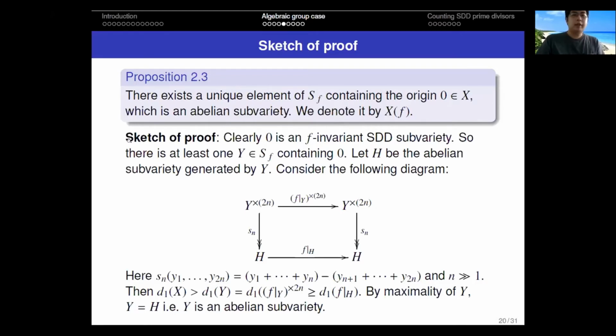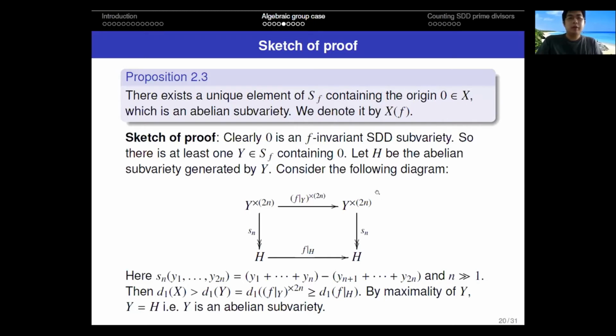We see the sketch of the proof. First, clearly the origin is F invariant because F is a group homomorphism. And the zero-dimensional variety has small dynamical degree. So the origin is an F invariant STD subvariety. So there is a maximal one. We denote it by Y. Y is an element of S sub F containing 0. And then let H be the abelian subvariety generated by Y.